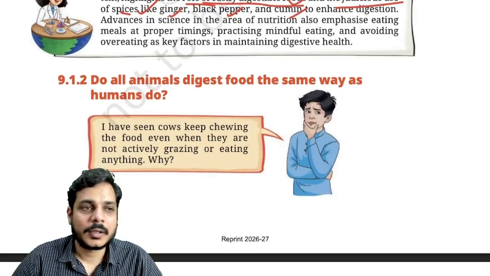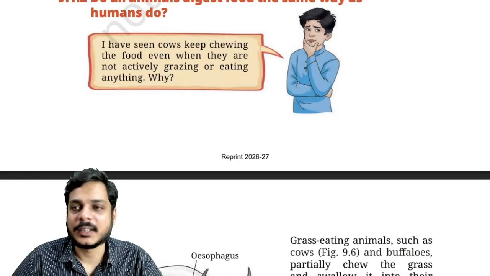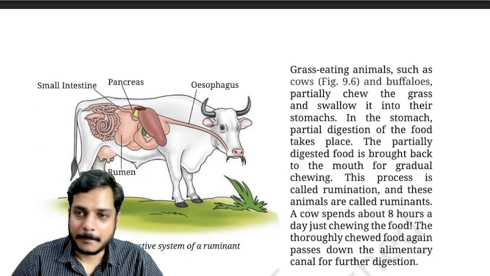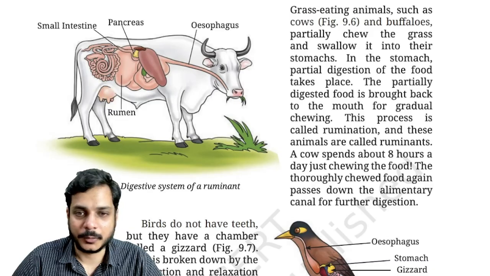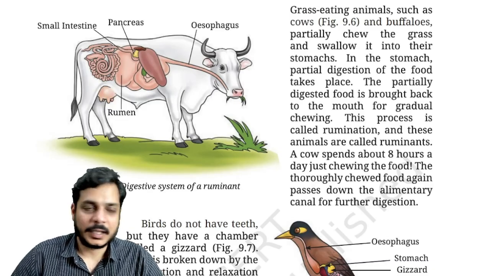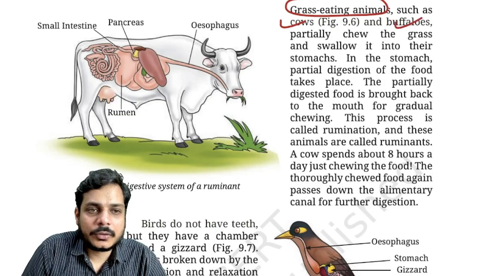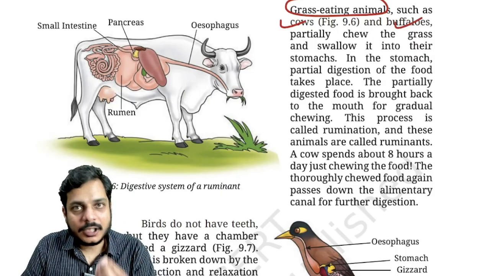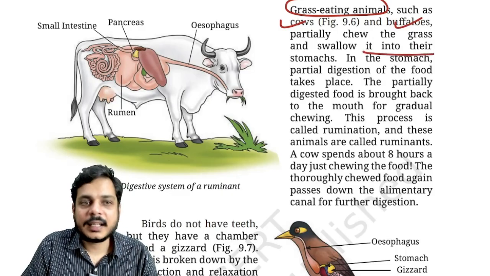Now, the next thing is we talked about humans. Now we talk about, do all animals digest food the same way as humans do? Let us see how a cow does so. Okay. So it is saying digestive system of a ruminant. What do you mean by ruminant? Okay. So let us see. The grass-eating animals such as cows, buffaloes, what do they do? They partially chew the grass. They swallow it, and it enters their stomachs.